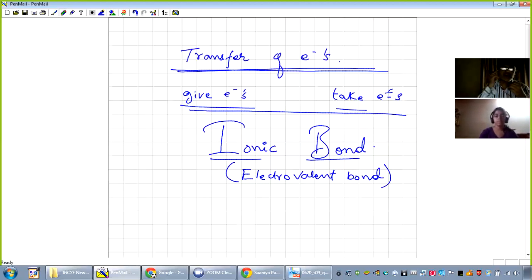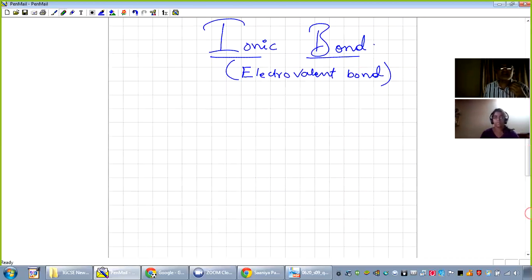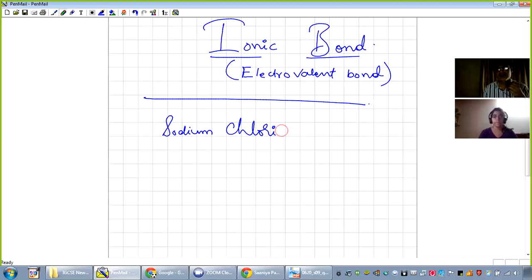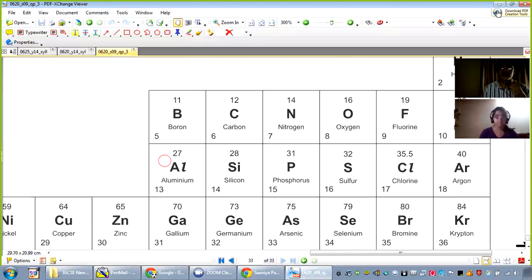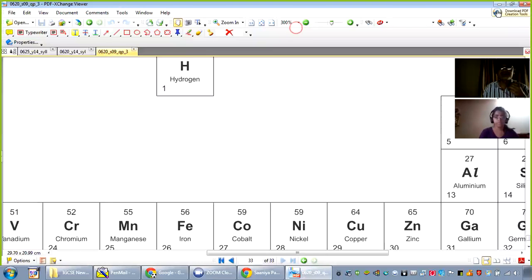I'm going to consider here one more example for ionic bond. The most common example that is considered here is sodium chloride. You can just look into the periodic table to get where sodium is.